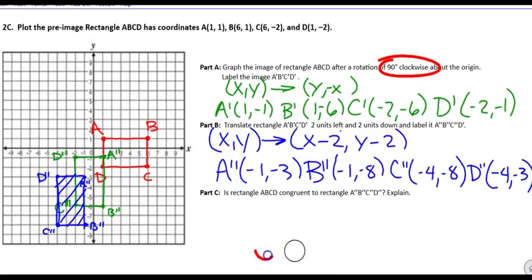And if you notice our process, we first rotated it, which doesn't change the size of the image, and then we translated it, which doesn't change the size of the image. So yes, rectangle ABCD is congruent to rectangle A'B'C'D'. So the answer down here is yes.